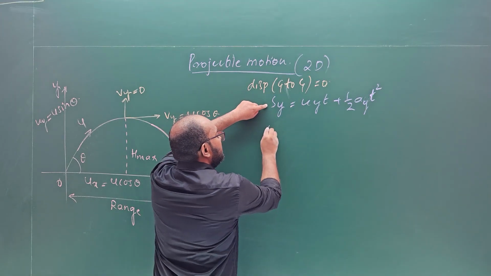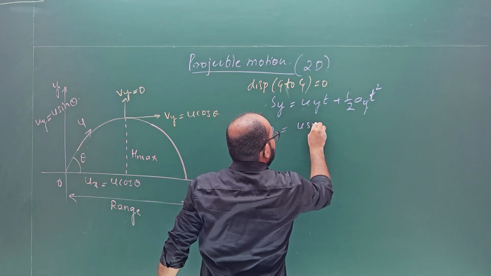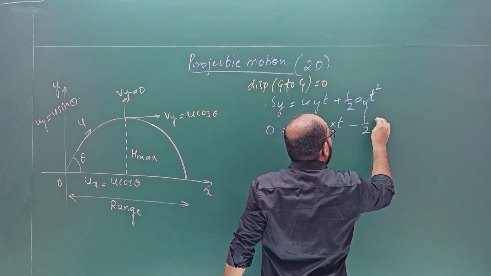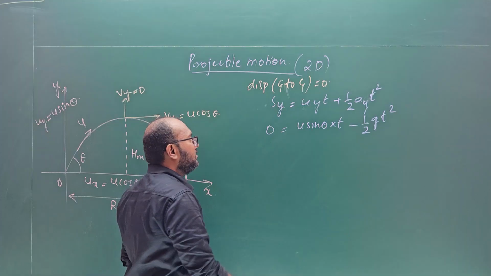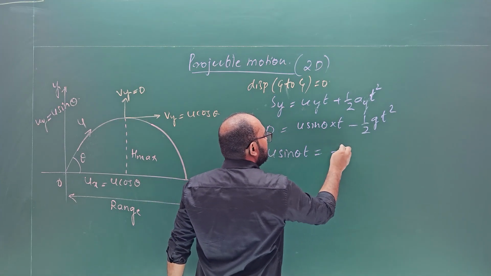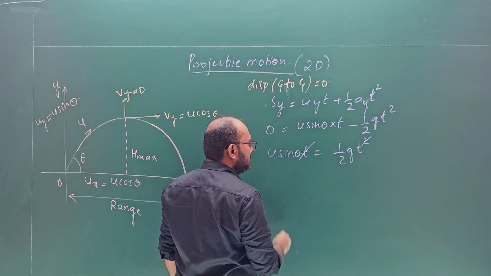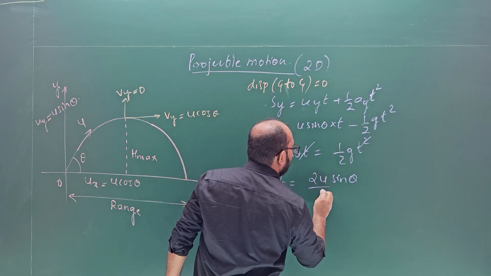Displacement along the y-axis is 0. So 0. Uy is what? Can I say u sin theta? So u sin theta into time t minus half, can I write gt square? Can I also represent this as u sin theta into t is equal to half gt square? One t and this t get cancelled. So can I write t is equal to 2u sin theta upon g?